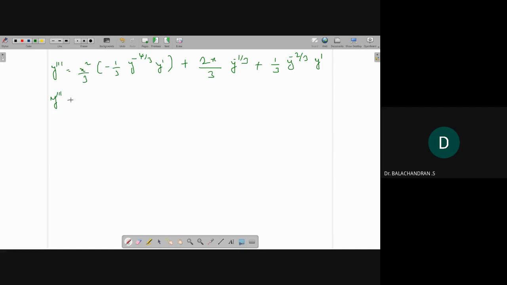y triple dash is equal to minus x square by 9 y power minus 4 by 3 into y dash, plus 2x by 3 into y power minus 1 by 3, plus 1 by 3 into y power minus 2 by 3 into y dash.